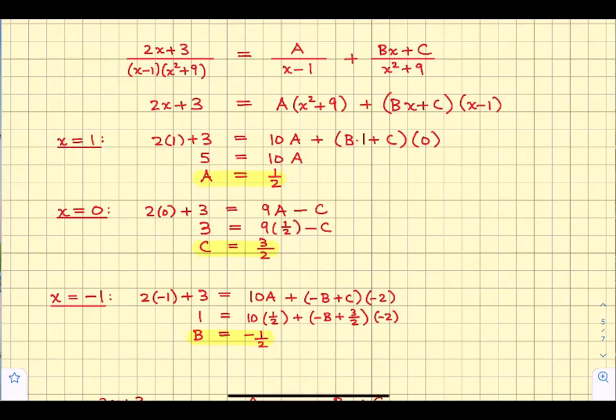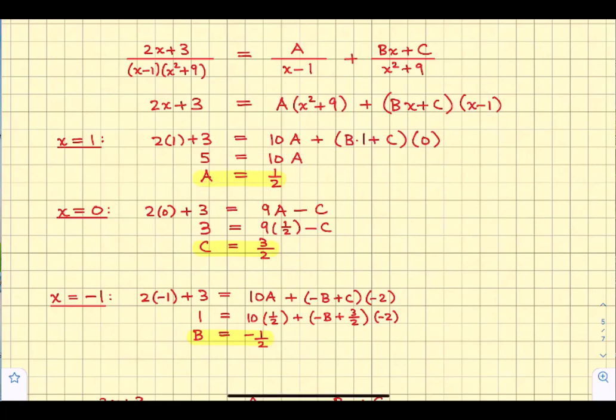On the left-hand side, we get 2 times 1 plus 3, which is 5. On the right-hand side, we get 10a. We get b times 1 plus c, but we're multiplying this times a 0, so this whole term is gone. We get 5 is 10a, in other words, a is a half.